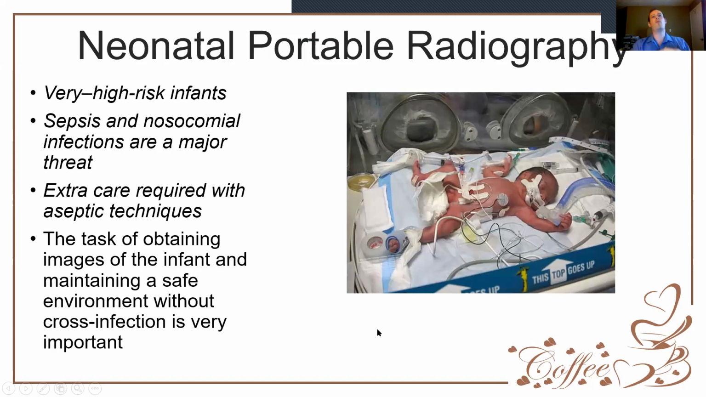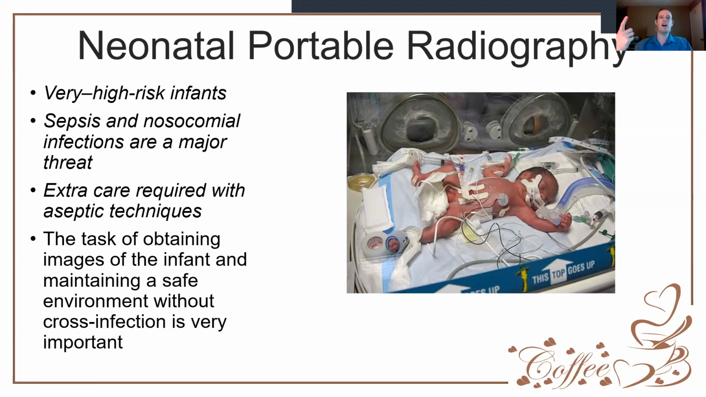Okay, neonatal portable radiography, something I have done a ton of, but something that you will actually experience at Harris Health as well, because there are neonatal units within Harris Health. So neonates are very, very high risk, extremely high risk, especially premature babies. Premature babies do not have fully developed immune systems. So we have to exercise extreme precautions, sterile aseptic technique around all neonates, because they are very susceptible to infectious agents, airborne, touch, all the above.